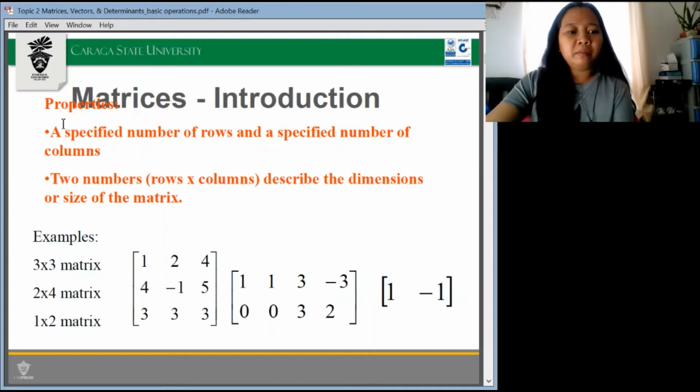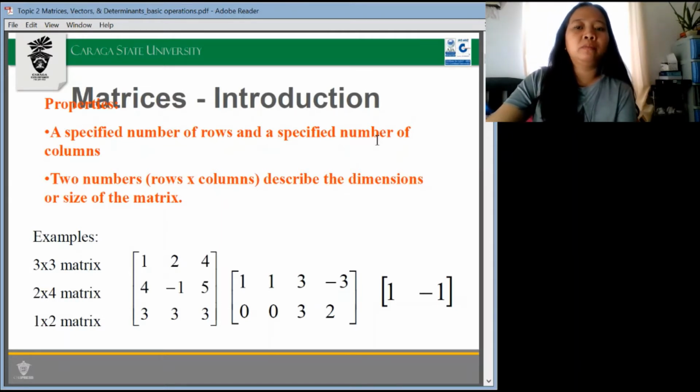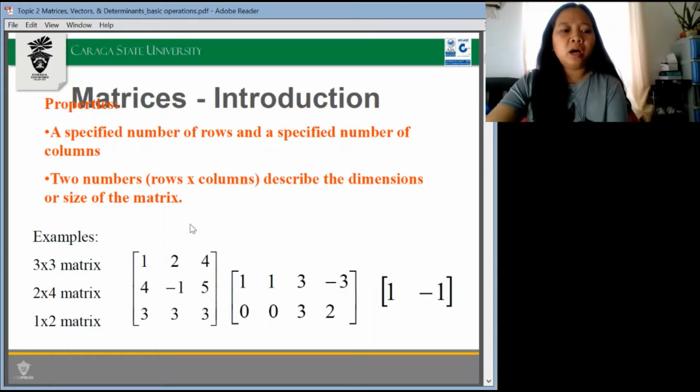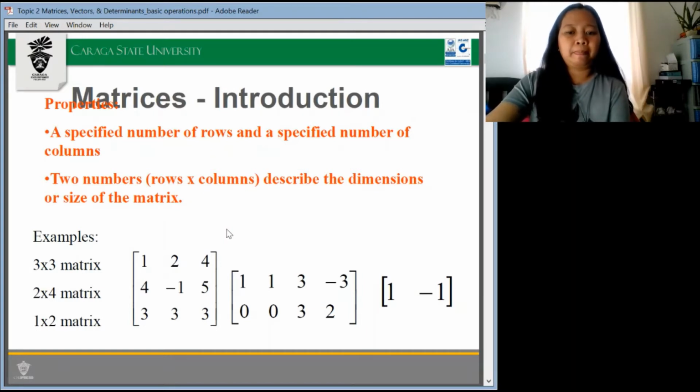The properties of a matrix are a specified number of rows and a specified number of columns. So it should be specified in a matrix how many rows and how many columns. The two numbers, rows and columns, describe the dimensions or the size of the matrix. Understood? Next slide.